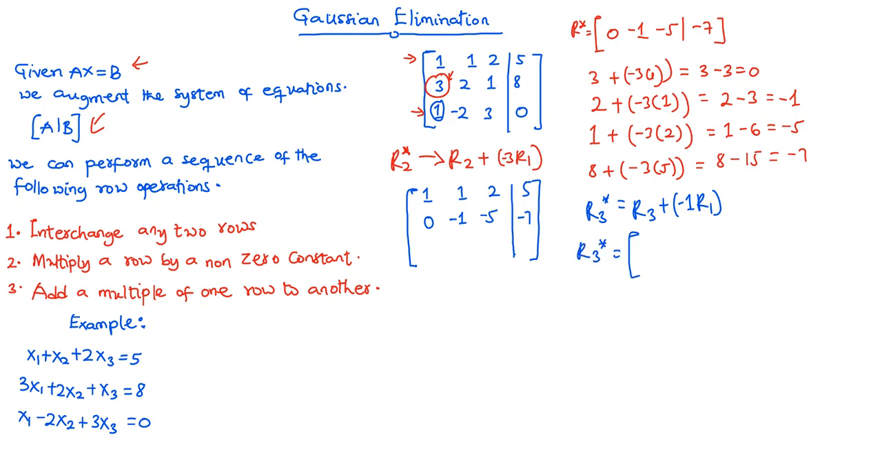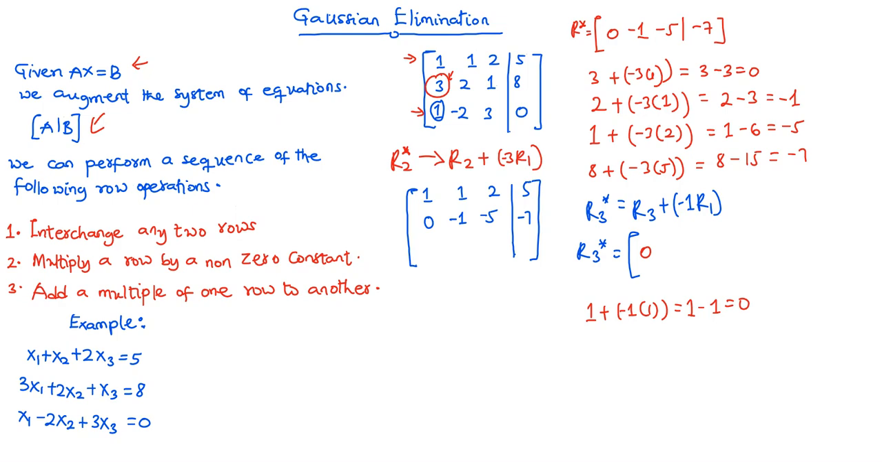Okay, so let's look at the first entry. We say that row 3 should be equal to what? The new row 3 should be equal to the old row 3 plus minus 1 multiplying row 1. For the first entry, you're going to have 1 plus minus 1 multiplying 1. This will give us 1 minus 1, which will be 0. So we have our first entry to be 0.